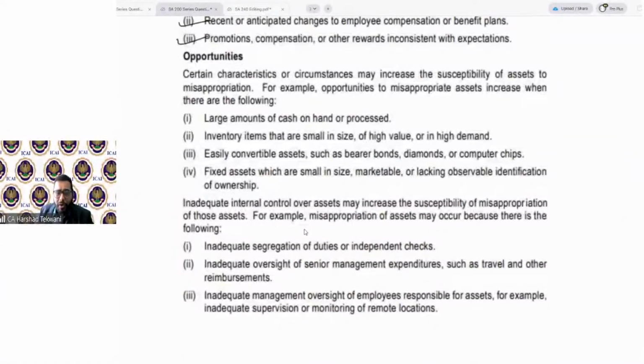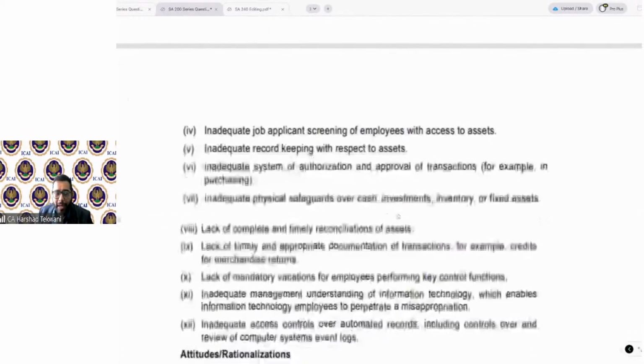Opportunity is something like gaps in the controls which allow misappropriation of asset. Inventory items that are small in size, of high value or in high demand, large amount of cash on hand or processed, easily convertible assets, fixed assets which are small in size, marketable, lacking observable identification of ownership. Inadequate segregation of duties, inadequate oversight. There are a lot many.